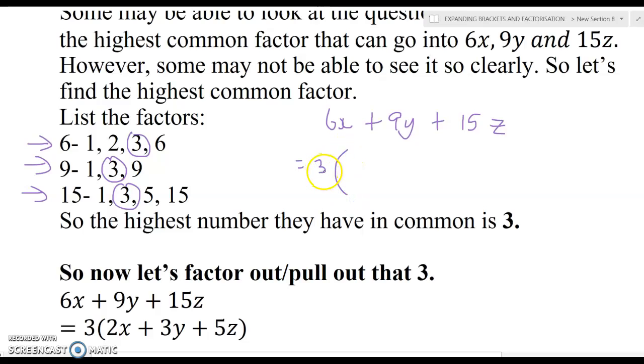Put your brackets now. 3 by what to give me 6? 3 by 2. And I can just put back the x, right? So now 3 by 2x will give me back that 6x. Plus 3 by what will give me 9? 3 by 3. And we put the y in as well. Plus 3 by what to give me 15? 3 by 5. And then put in the z. Once again, you could remove your brackets and ensure that you get back the original expression as well.